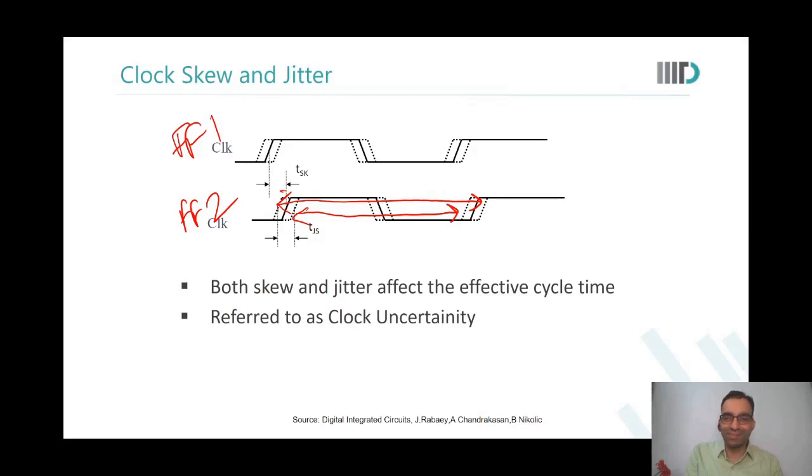Sir, in the uncertainty slide, you showed that there was variation due to the source, the device, and the temperature. These kinds of variations can lead to both skew and jitter. I mean, it is not that skew arises only because of the routing. No.